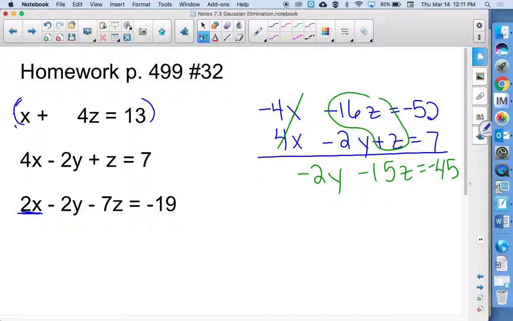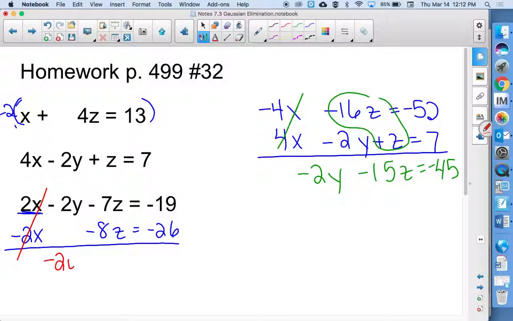Zach, what could I multiply equation 1 by to eliminate the 2x in the third equation? Multiply by -2. So we can multiply it by -2, and then that gives us? -2x minus 8z equals -26. Yeah, lining those up a little better there. So when you combine those, Zach, what do you get? The x will cancel. You'll get -2y minus 15z equals -45. Yeah, that's -45, that's right. So -2y minus 15z equals -45.